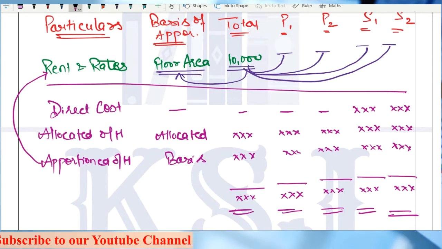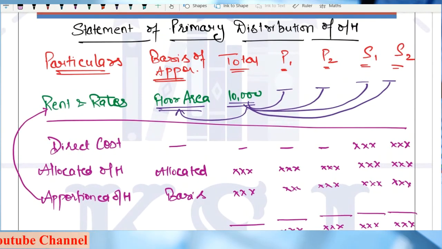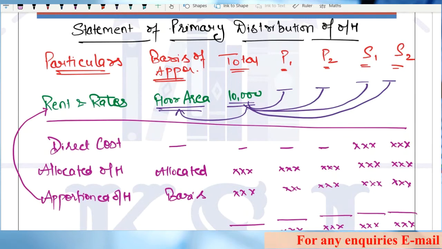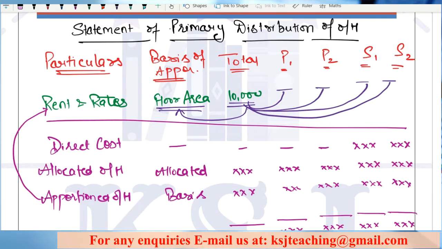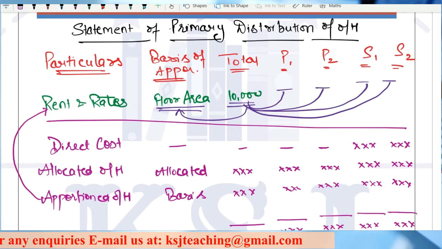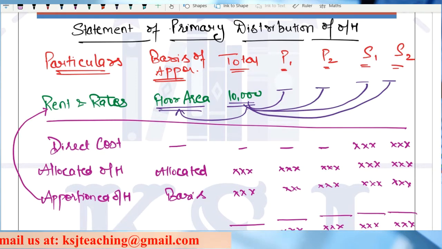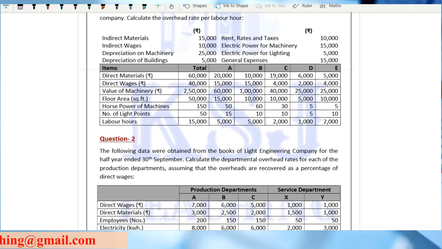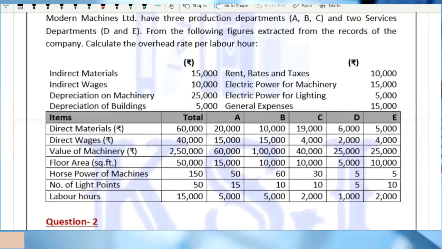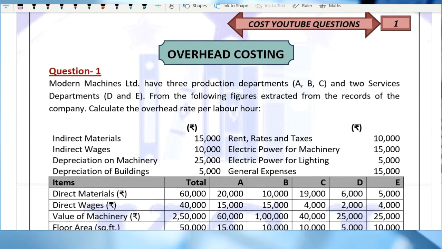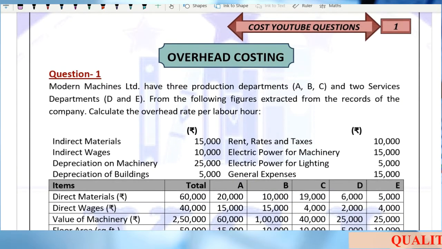Right, sir? So this is the basic format, statement of primary distribution of overheads. You can make it in your notebooks. Now, what to do next? Sir, in this lecture, we'll do questions on the primary distribution only. So this question bank is available on a mobile app. In the mobile app, overhead costing has been updated.